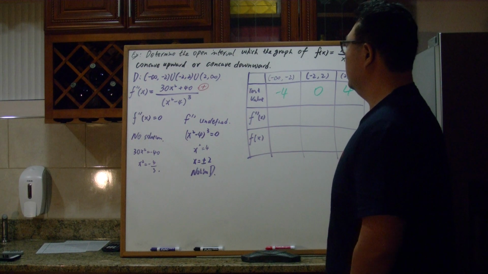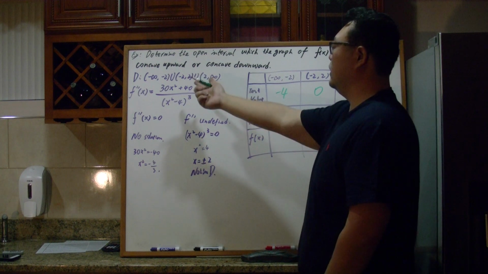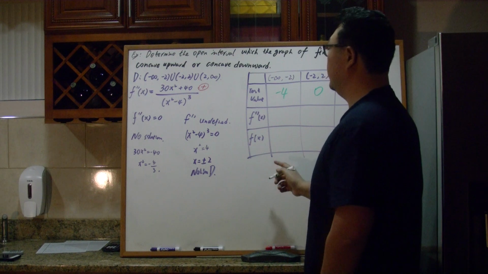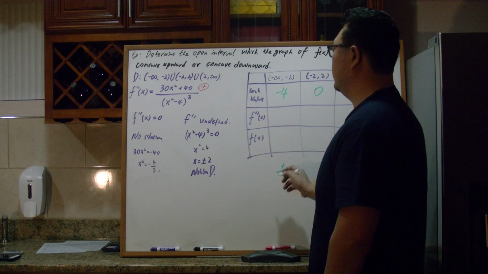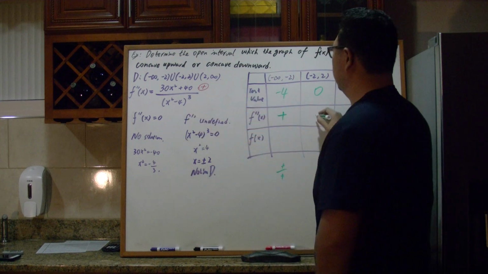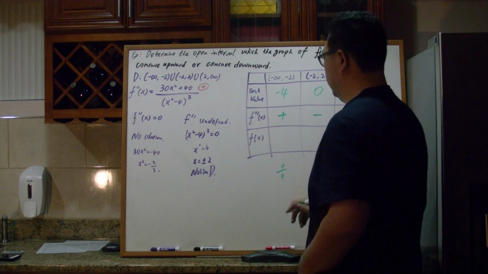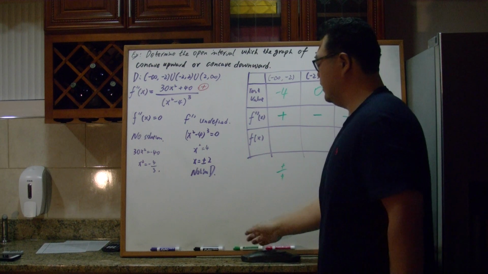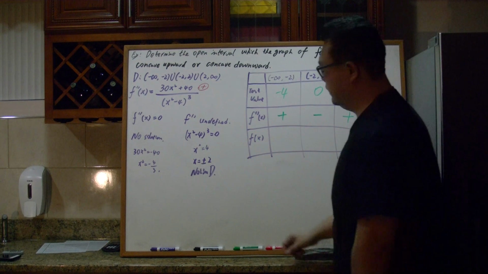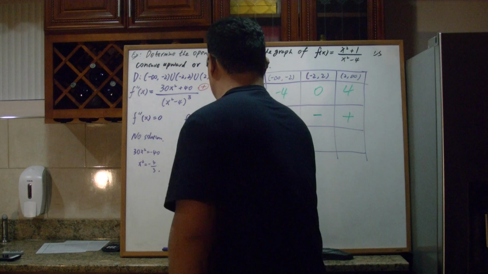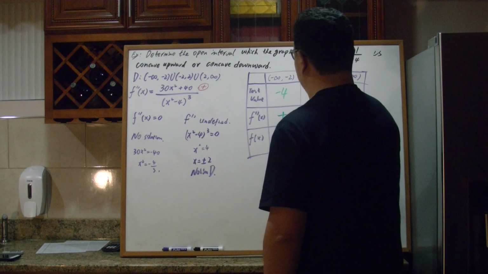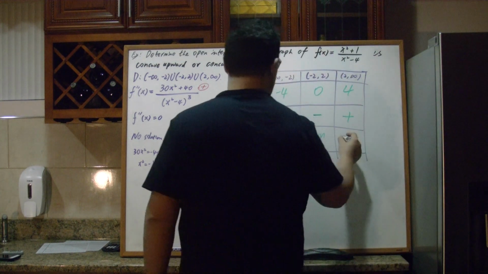Then for negative 4 taking in, the numerator is positive always. The denominator, that's 4 squared minus 4, is also positive. When 0 is taken in, the denominator becomes negative, and positive on the third one. I can double check when you put your number into your f double prime to see what it will give us. Therefore, our conclusion is concave up, concave down, and concave up.